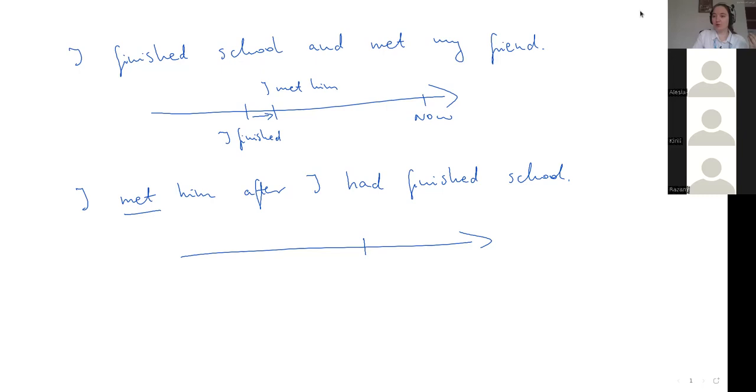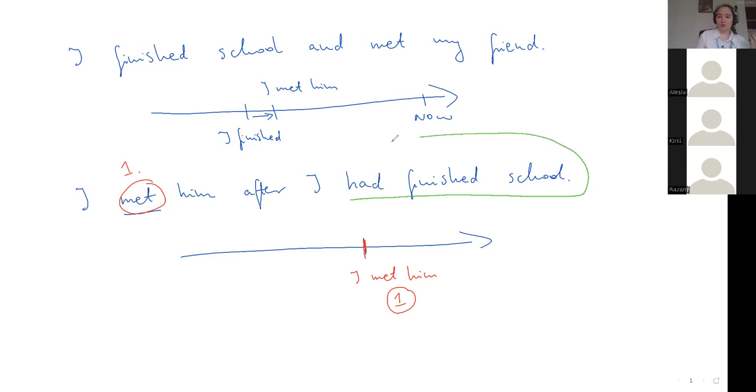Let me just maybe even use colors so that you see that. So this is the first event. And here we say it, I met him. This is event number 1 that we give in the sentence, right? And then after I had finished school is event number 2. But you see, we jump here. We kind of jump backwards and we say, I had finished.